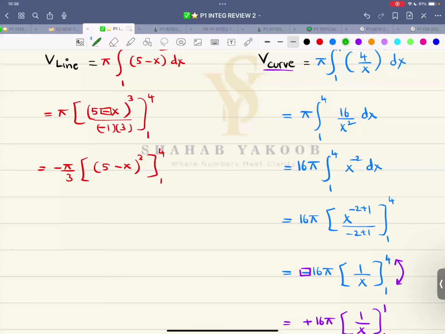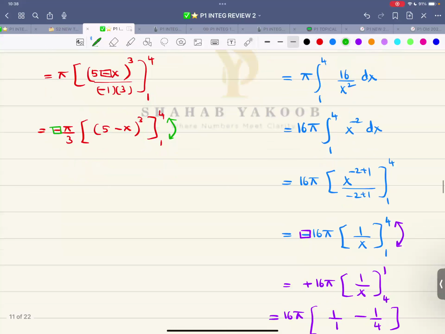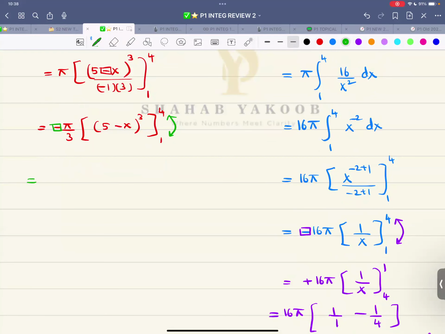Again, what I can do is get rid of this negative sign. I can change the places. It's not necessary, it just is better. So this is pi by 3, 5 minus x, the whole thing cube. And the limits are what? 4 goes down, 1 goes up.